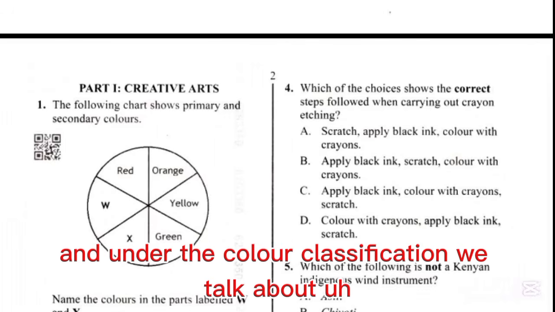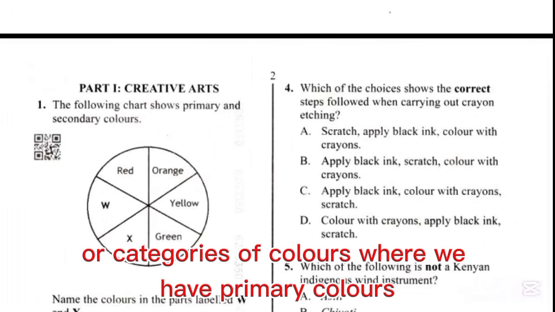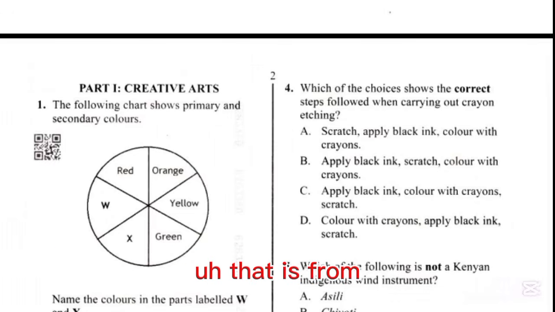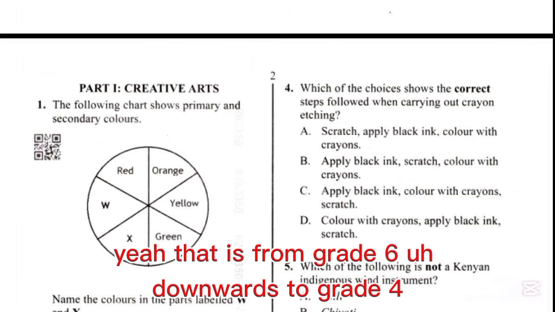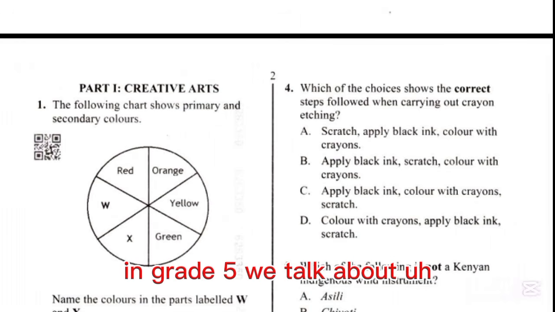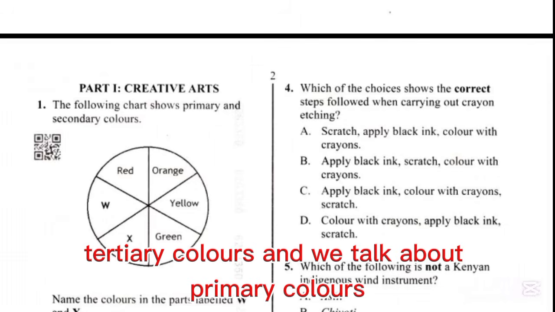Under color classification, we talk about composition of colors, or categories of colors, where we have primary colors, secondary colors, and tertiary colors. That is from grade 6 downward to grade 4. In grade 4, we talk about primary colors. In grade 5, we talk about secondary colors. And in grade 6, we talk about tertiary colors.